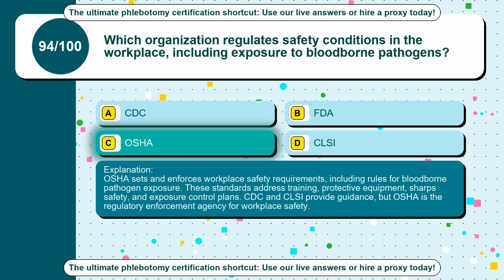OSHA sets and enforces workplace safety requirements, including rules for blood-borne pathogen exposure. These standards address training, protective equipment, sharp safety, and exposure control plans. CDC and CLSI provide guidance, but OSHA is the regulatory enforcement agency for workplace safety.